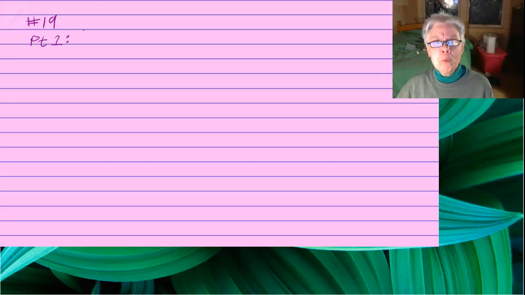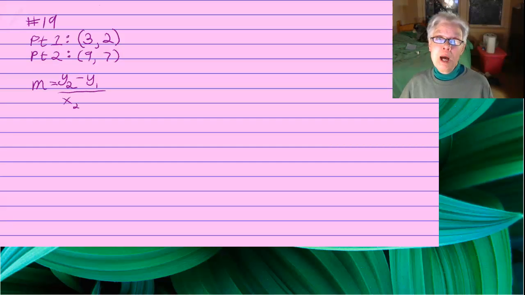All right, let's let point 1 be the point (3, 2). You must put parentheses around your points, don't forget. Point 2 will be the other point, which is (9, 7). Recall the slope formula: m equals y2 minus y1 over x2 minus x1. That's the rise over the run, the vertical distance over the horizontal distance.